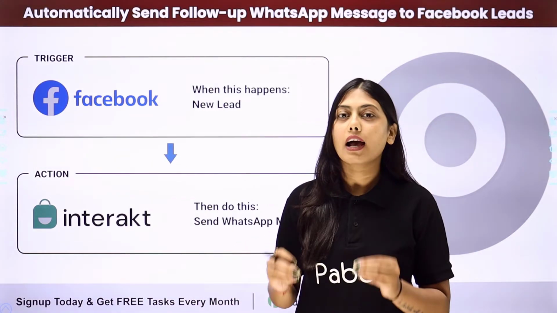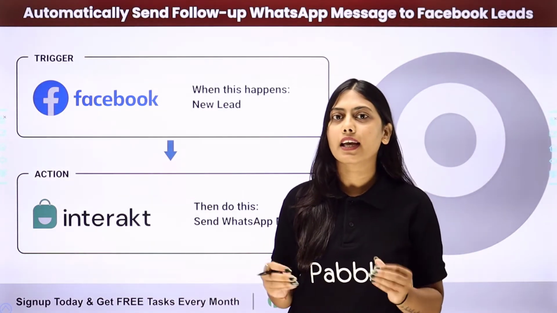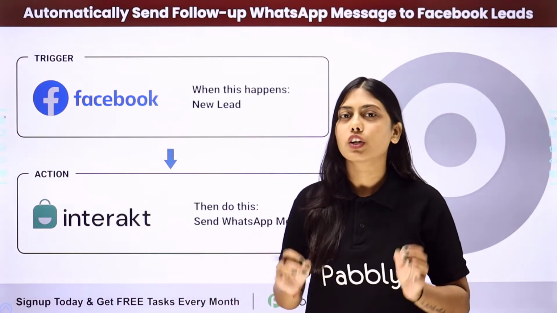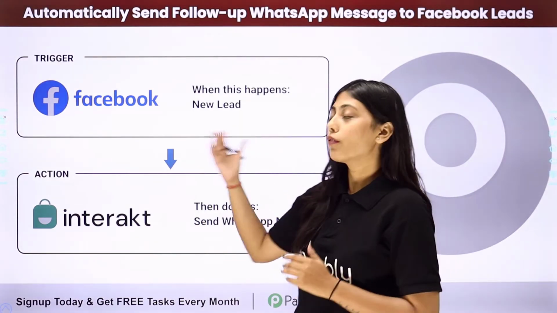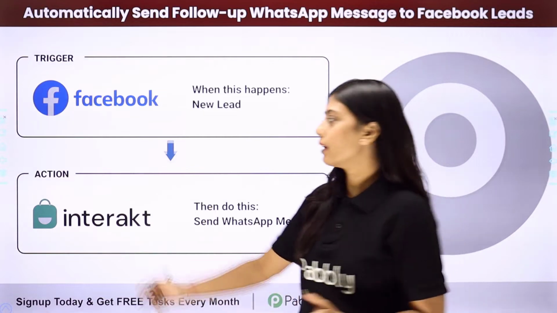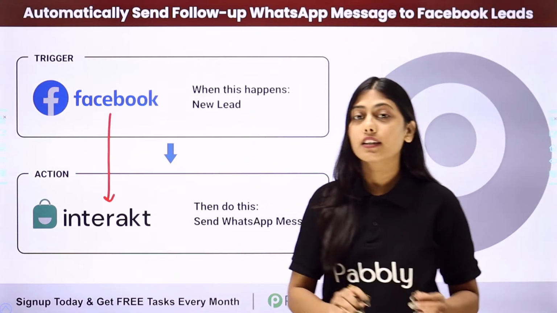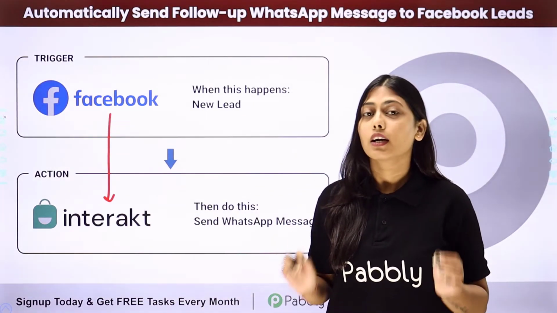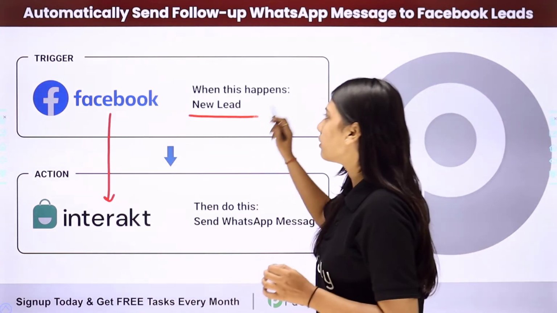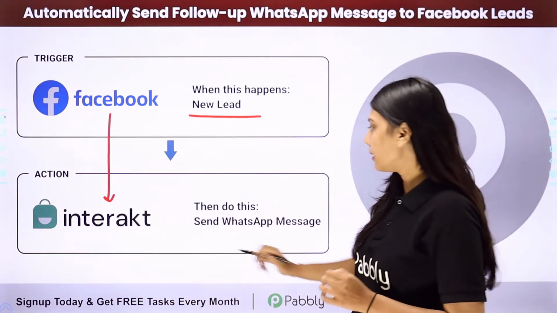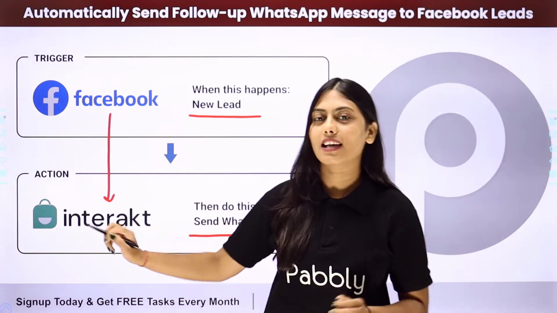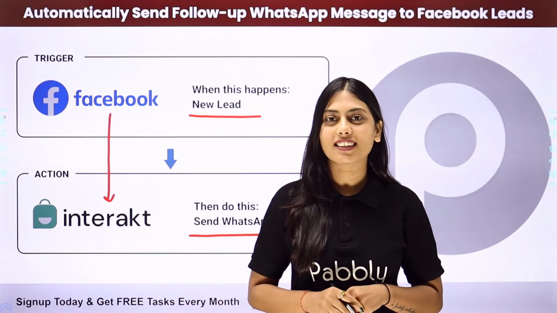So for that, rather than finding the customer again and again and then sending them a specific message, you can create a complete automation for this whole purpose, where you can integrate Facebook and Interakt. Here in this automation using Pabbly Connect, our trigger is going to be the new lead from Facebook, and our action will be to send WhatsApp message via Interakt. Let us learn how to do that.